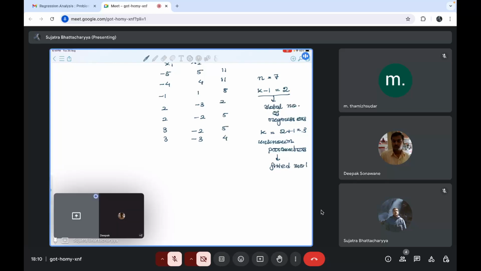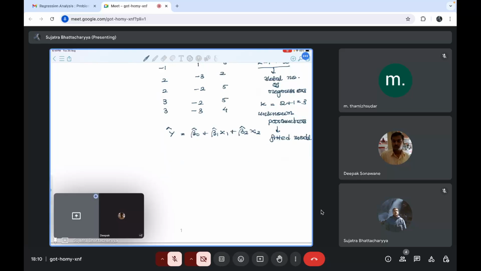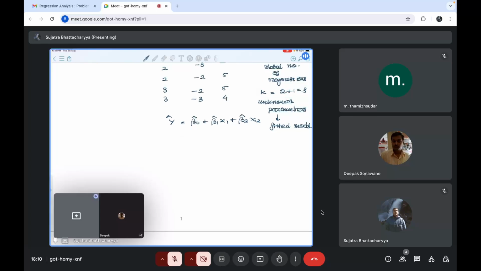So what is the fitted model now? The fitted model will be y hat equal to beta naught hat plus beta 1 hat x1 plus beta 2 hat x2, where epsilon is not present. These are the estimators of the intercept and the slopes related to the regressor variables x1 and x2.